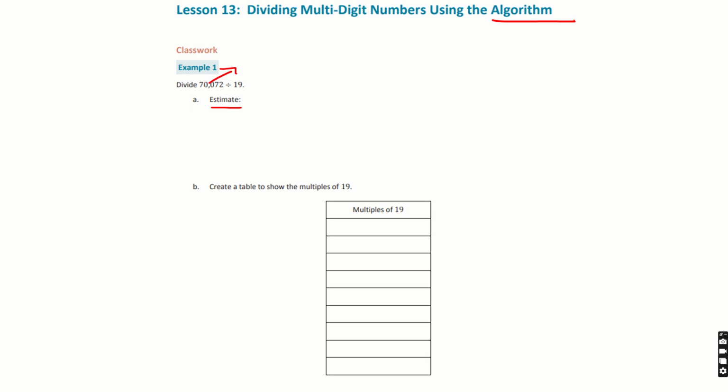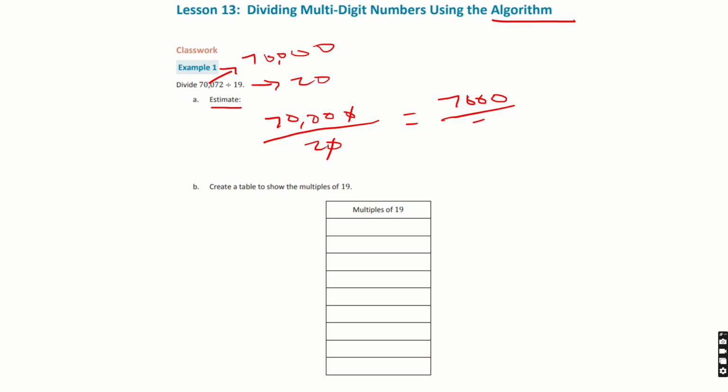So I'm going to round this to 70,000, and I'm going to round this to 20. And so now we have an estimate of 70,000 divided by 20. We know that we can cross out the zeros, and I'm left with 7,000 divided by 2. And half of 7 is 3.5, so 3,500 would be our estimate, that it should be approximately, or about, 3,500.